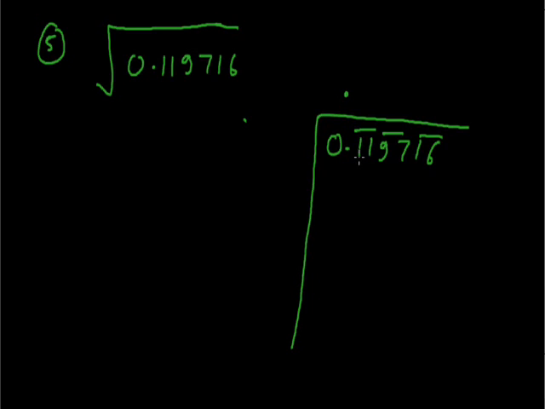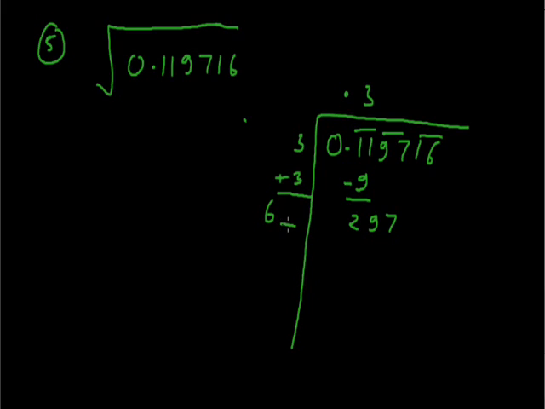Now we think of a number whose square is less than 11, that is 3. I will write 3 here. 3 square is 9. 11 minus 9 I get 2 here, and write down the next pair, that is 97. In this quotient 3 I have to add 3. 3 plus 3 I get 6 with a blank.